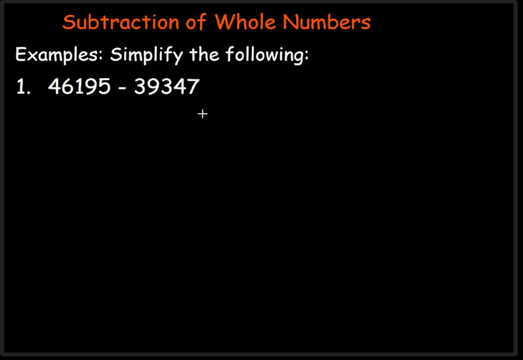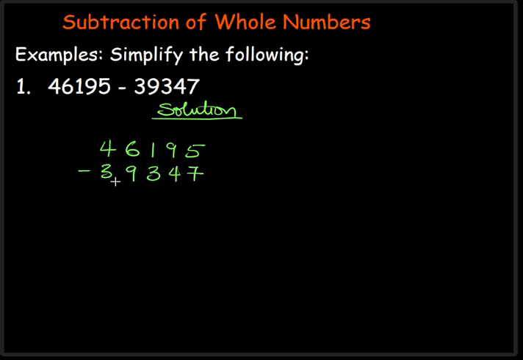Simplify the following. For this, 46,195 minus 39,347. So let's see what we'll get. Solution, we have 46195 minus 39347. Please do well to give your work a bit of spacing. Don't cluster everything together.